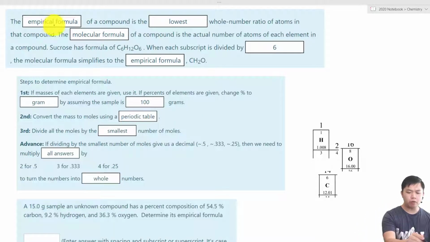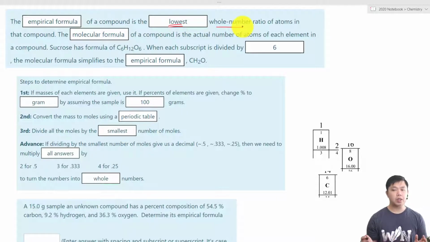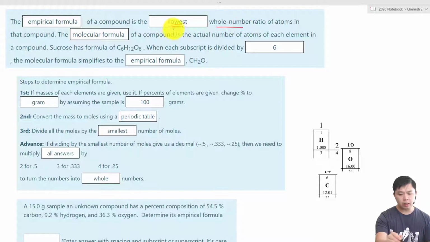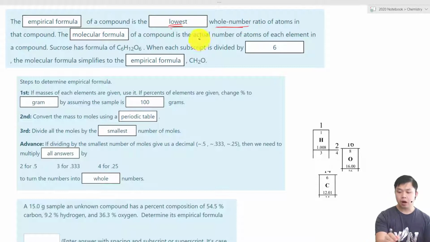An empirical formula of a compound is the lowest whole number ratio of atoms in that compound. Here's again, the lowest whole number ratio, whereas the molecular formula of a compound is talking about the actual number of atoms of each element in a compound.